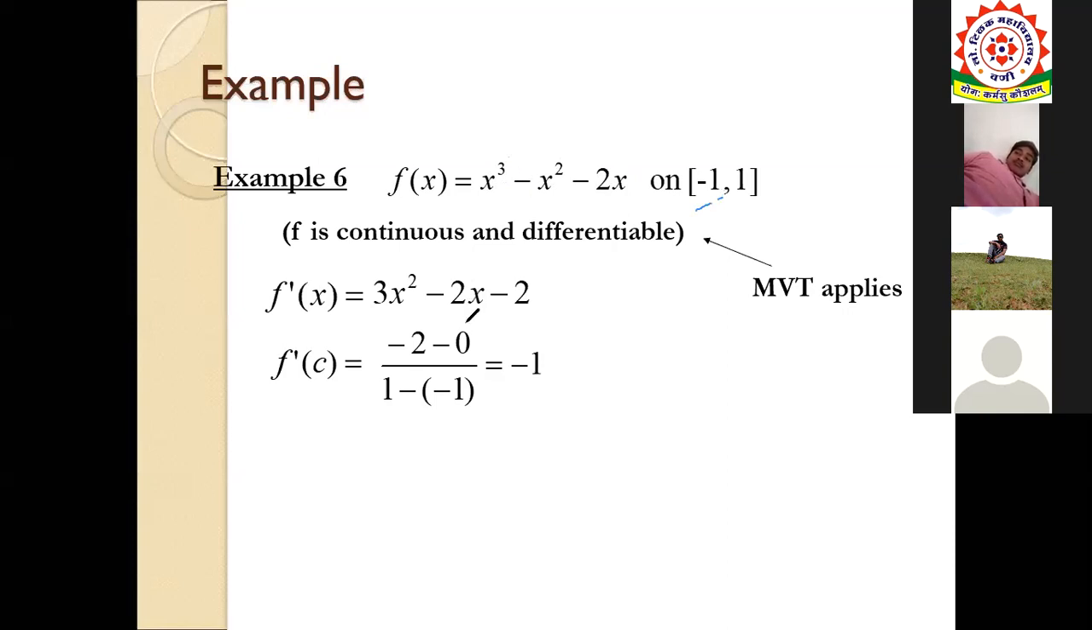F of minus 1 is 0. F of 1: 1 minus 1 minus twice x, twice 2 times 1, that is, 1 and 1 get cancelled, minus 2. So that is our f of b. So f of b minus f of a, that is f of 1 minus f of minus 1, upon 1 minus minus 1, that is minus 2 upon 2, which is minus 1. So f dash of c is equal to minus 1.